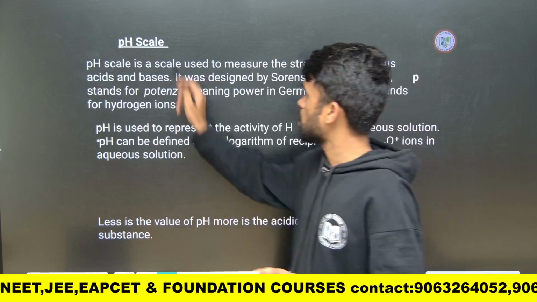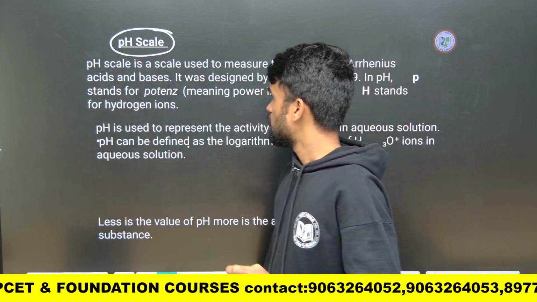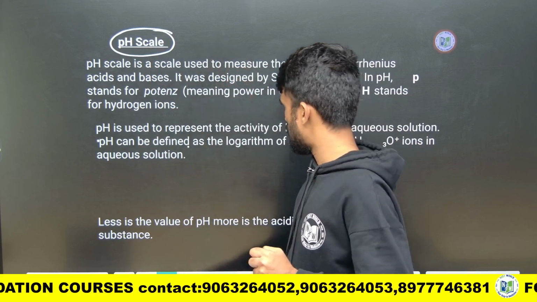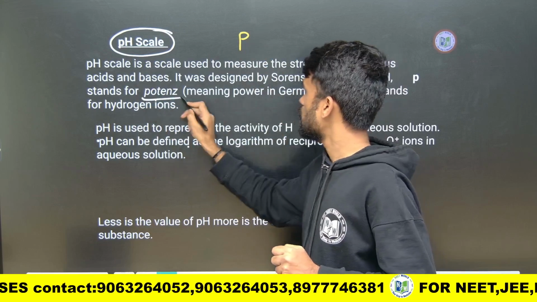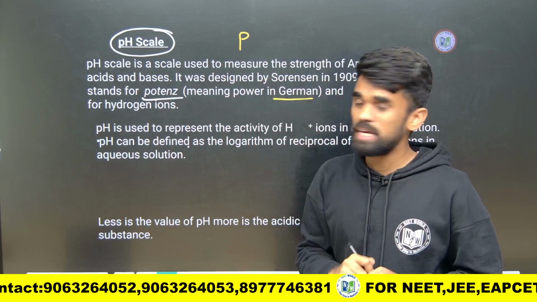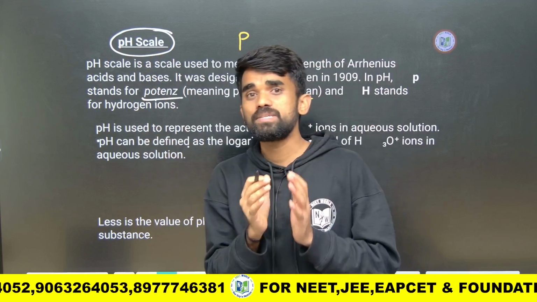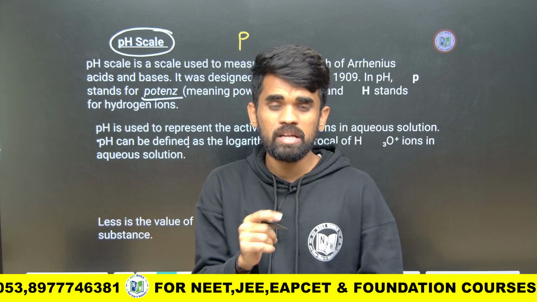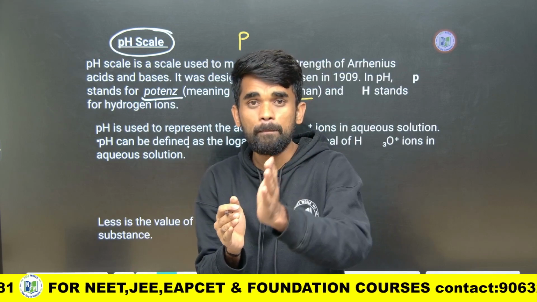Now here you have come across a word, pH. So what is this pH? In pH, the term P indicates potential or potence. This is a German word which means power. P means power, and H means the power of H plus ion. H plus ions are coming from the acid, so the power of the H plus ion that is coming from an acid is its pH.